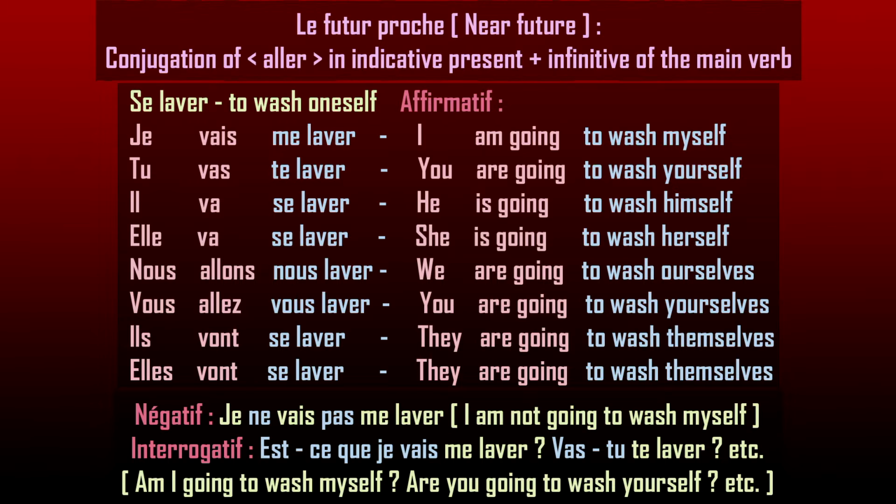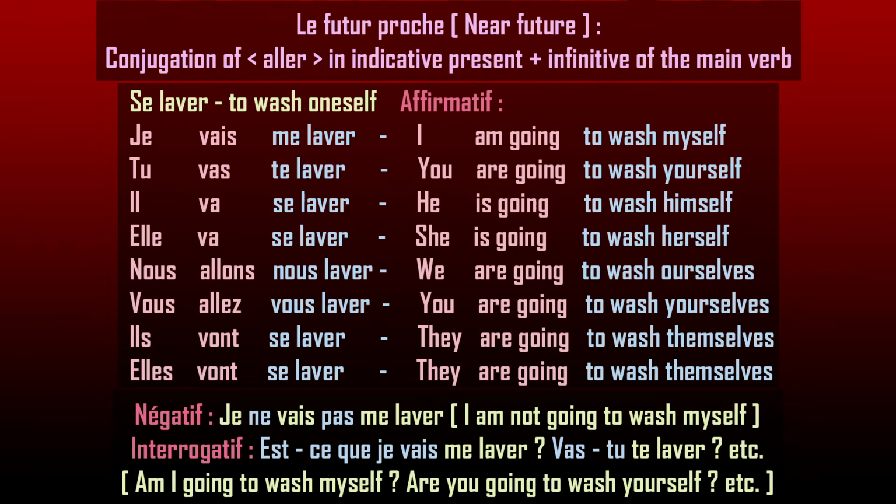Tu vas te laver. You are going to wash yourself. Il va, elle va se laver. He or she is going to wash himself or herself. Nous allons nous laver. We are going to wash ourselves. Vous allez vous laver. You are going to wash yourselves. Ils vont se laver. Elles vont se laver. They are going to wash themselves. This is the affirmative form.